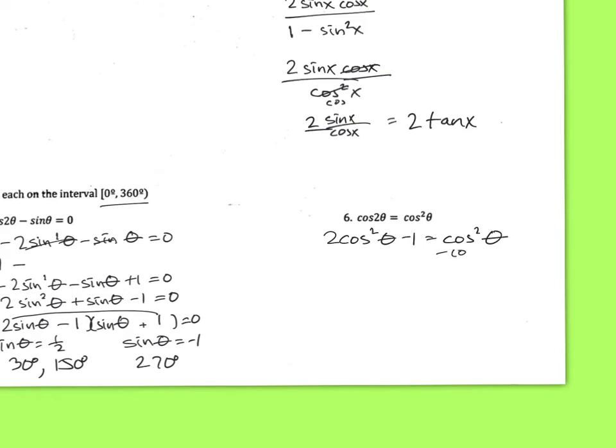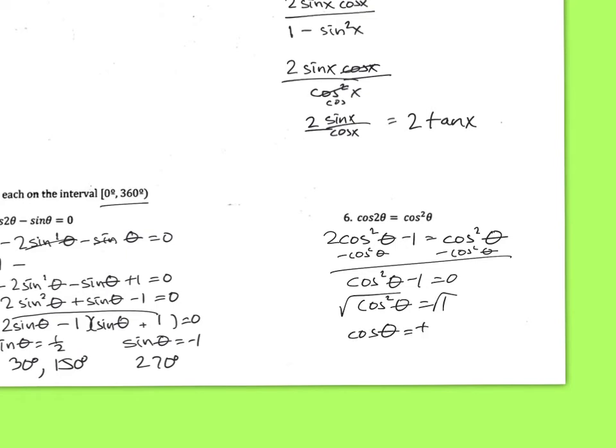I'm going to subtract cosine squared to try to get everything together. And it does simplify. So we have cosine squared theta minus 1 equals 0. Move the 1 to the other side, take the square root. So the cosine is equal to positive and negative 1. That is, in degrees, 0 and 180.